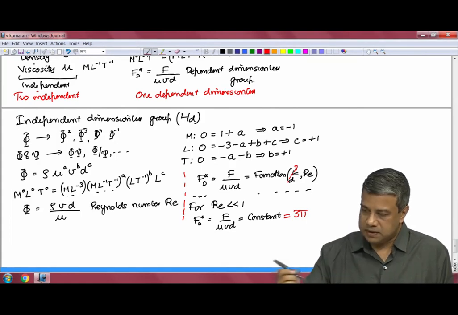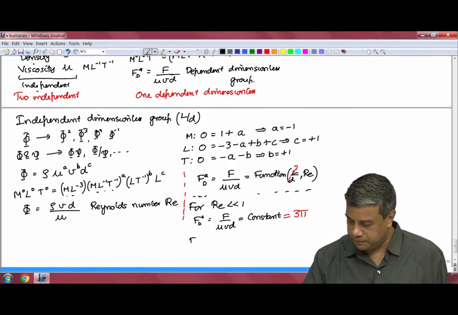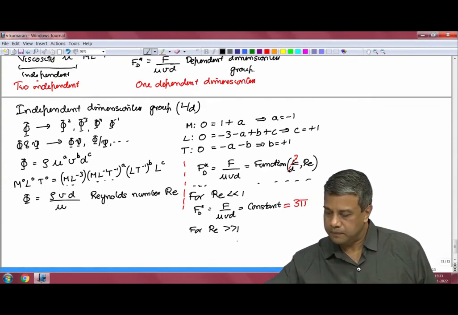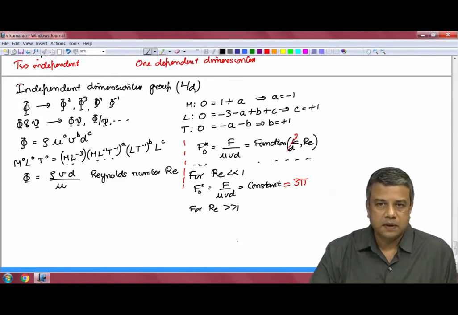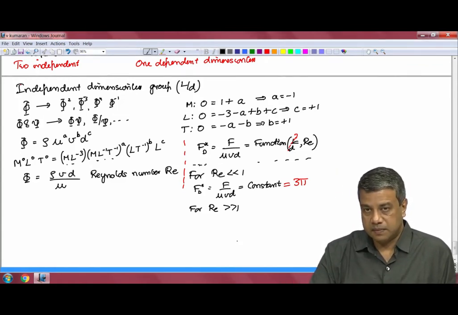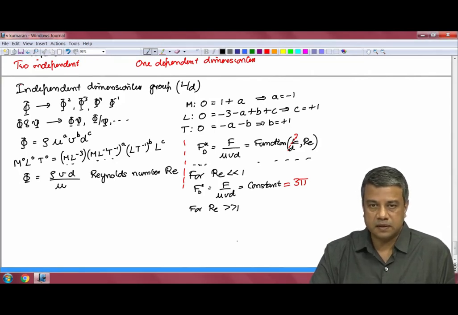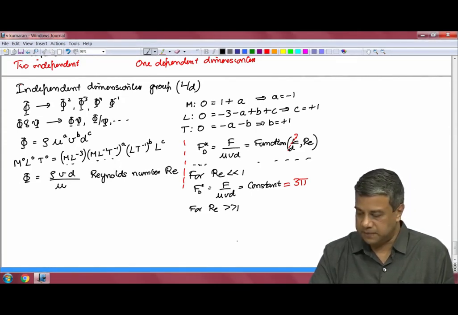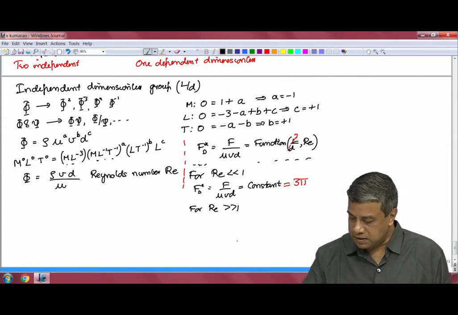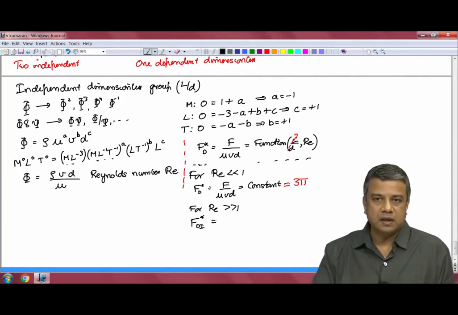What about when the Reynolds number is large? In that case, the viscosity can no longer be a parameter. If we assume that viscous effects do not determine the drag force on the particle, then the viscosity is no longer a parameter. And what that means is that the drag force has to depend only upon the density, the velocity and the diameter.